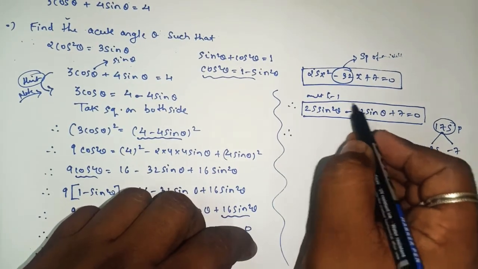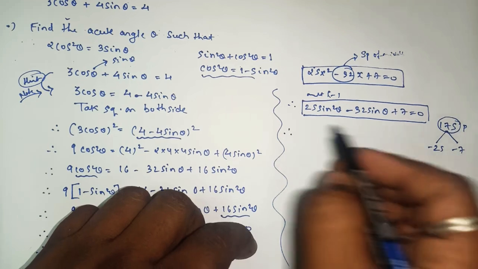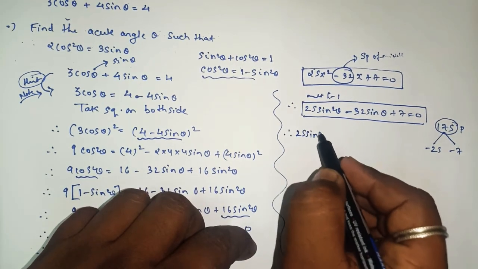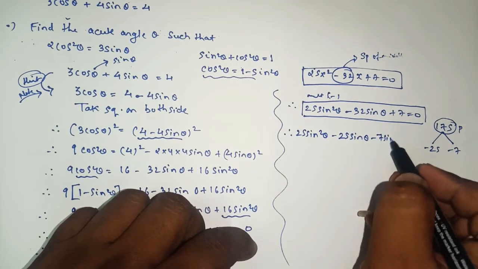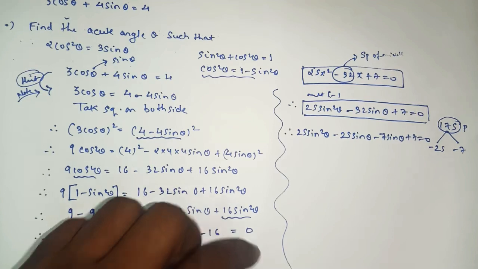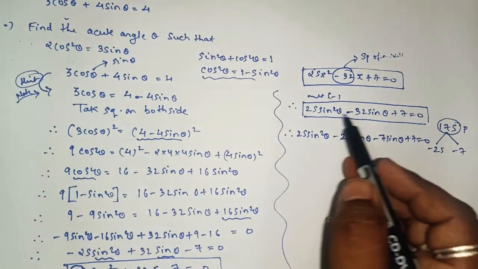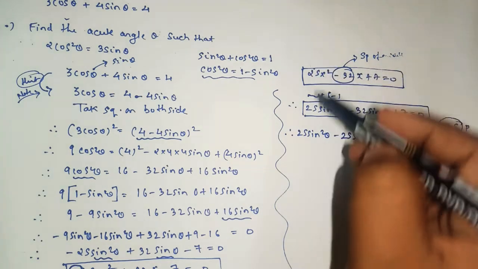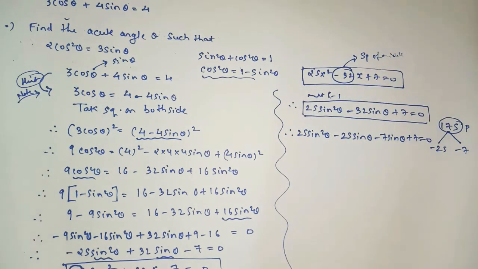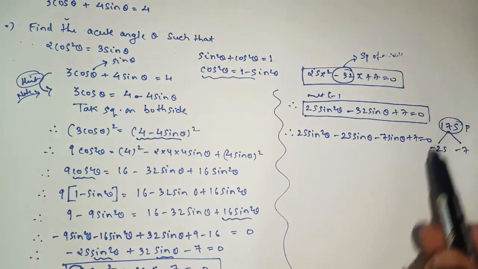So here we can break this minus 32 as minus 25 and minus 7. So 25 sine square theta minus 25 sine theta minus 7 sine theta plus 7 equals to 0. Assume sine theta as x. When you assume sine theta as x, this part actually looks like a quadratic equation, and whenever we come across a quadratic equation, we solve it by the factorization method, the splitting of the middle term. So here we got the product as well as the sum.